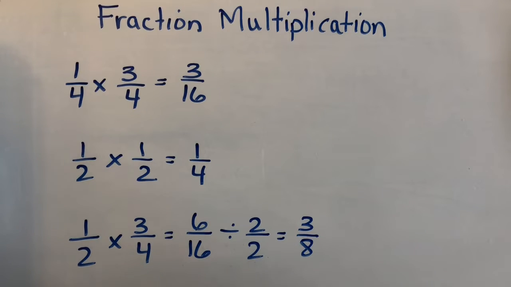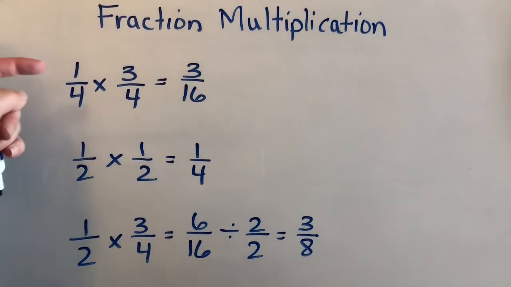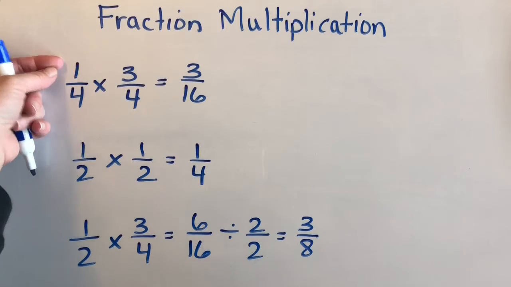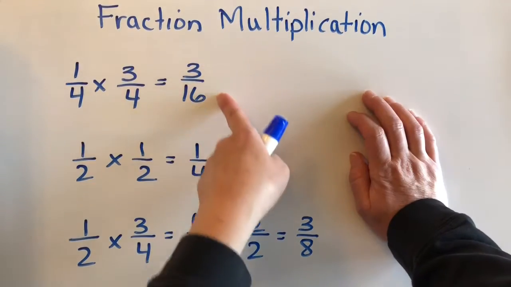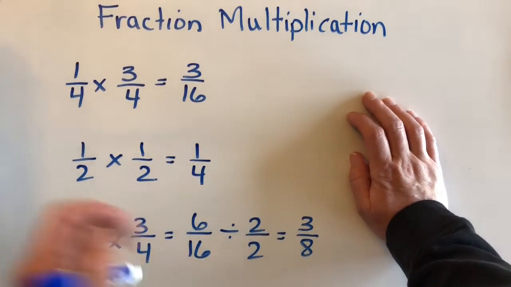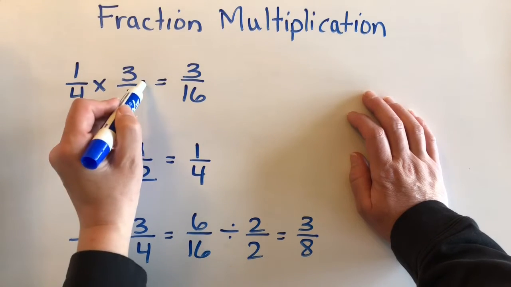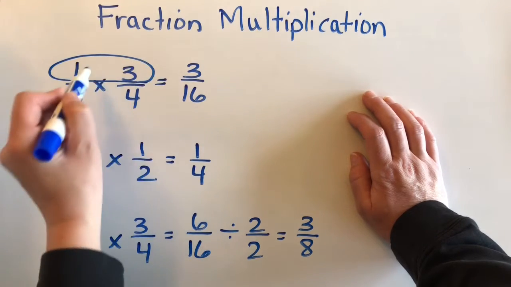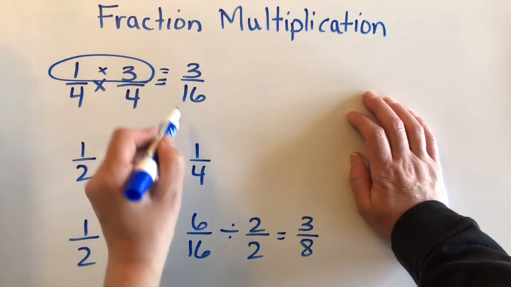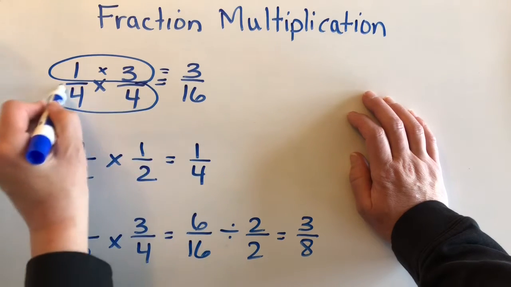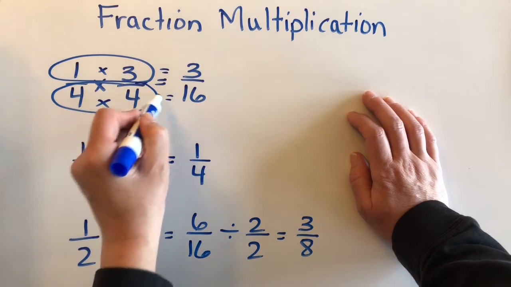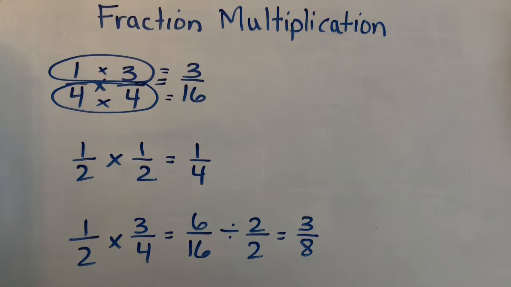So if you look closely, I hope that you've noticed what happens here. We have the answers 3 and 16. Well, I know that some of you are thinking in your head, Miss Applegate, 1 times 3 equals 3. And 4 times 4 equals 16, and that is exactly correct.